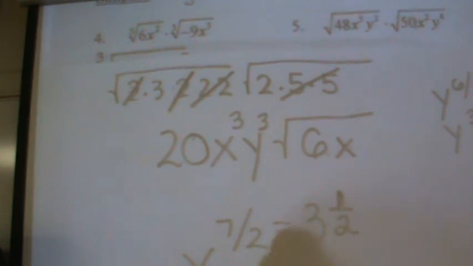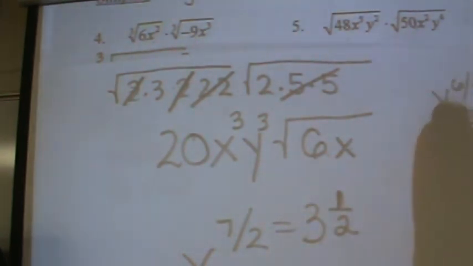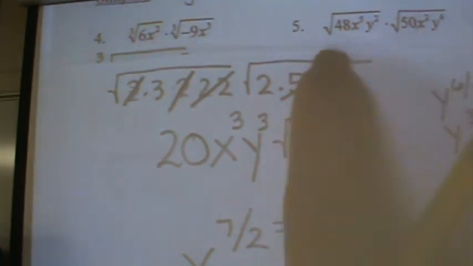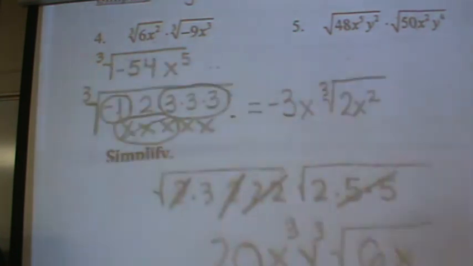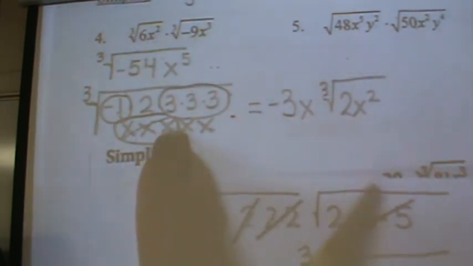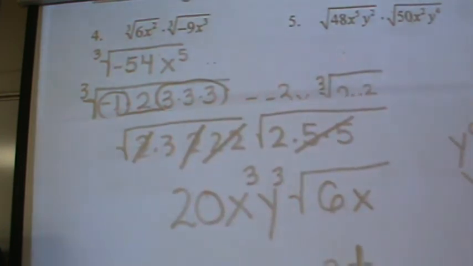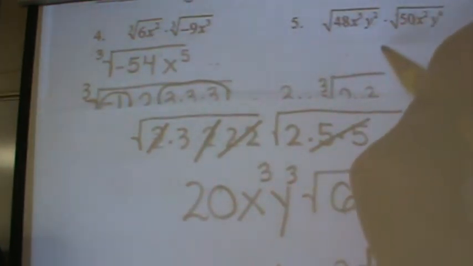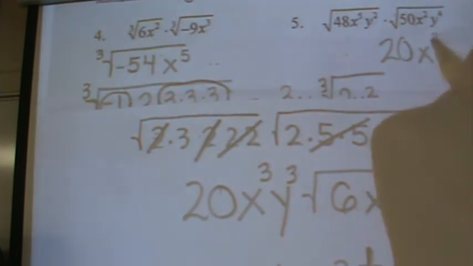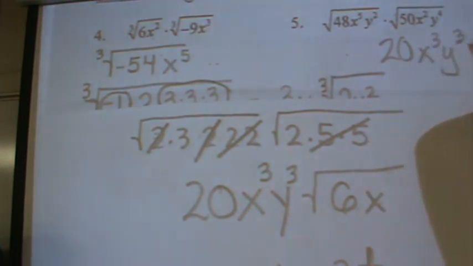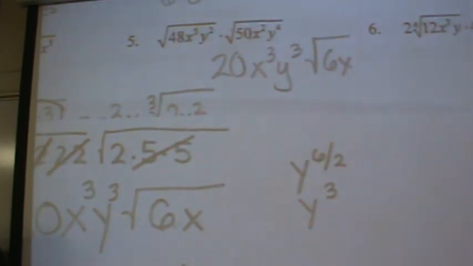Now, if you didn't understand the short way, the fractional way, you should, but if you need to write it all out, like I did here, then go for it. Whatever it takes, do that. So this answer should be 20x cubed y cubed, the square root of 6x. Okay, and let's do 6.